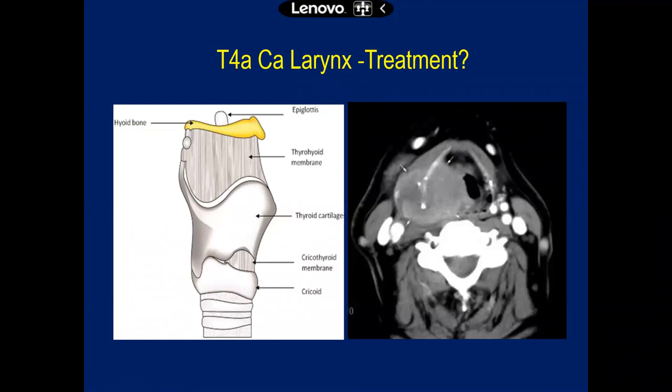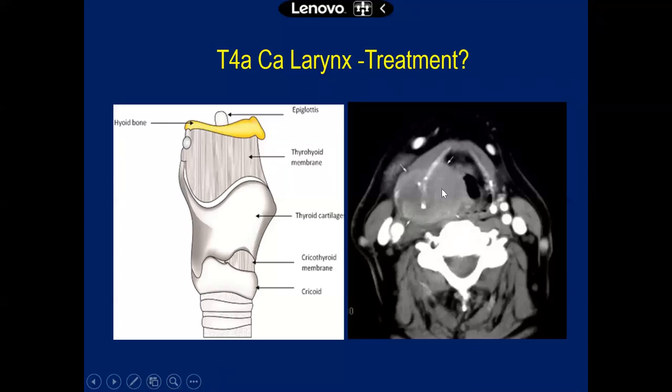The T4 disease can be with cartilage destruction and without cartilage destruction. Sometimes the patient, I will show you, I have shown a few examples earlier. It's a very bulky disease. The cartilage is intact, but you can see the thyrohyoid membrane is involved, and the right paraglottic fat is obliterated. It's a very bulky disease.